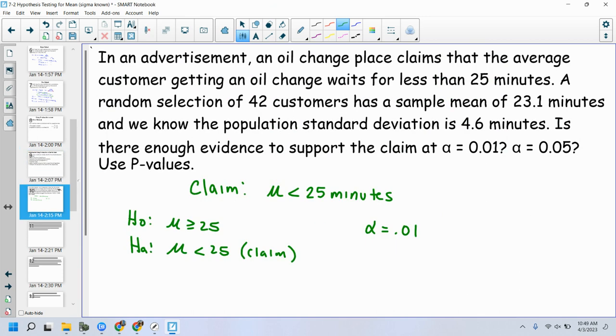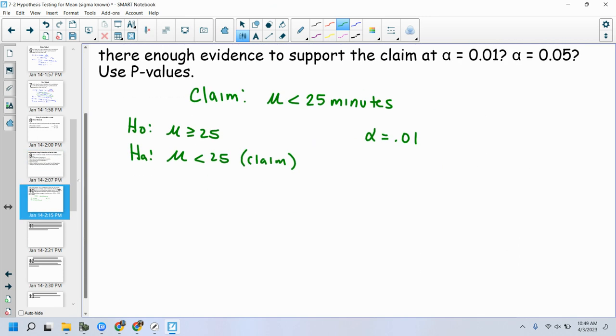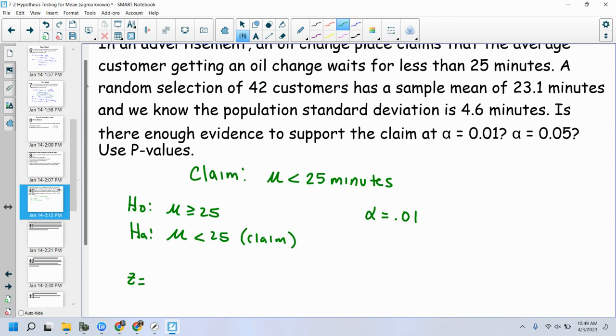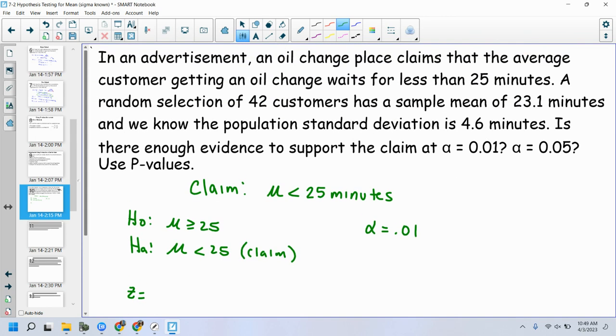Next thing, determine the standardized test statistic. That means we're going to do our z-score. Let's also define everything else that we know. I like to make myself a list of everything that I know. Mu is going to be 25. A random selection of 42 customers, that's n, has a sample mean of 23.1, x bar. And we know that the population standard deviation, sigma, is 4.6.